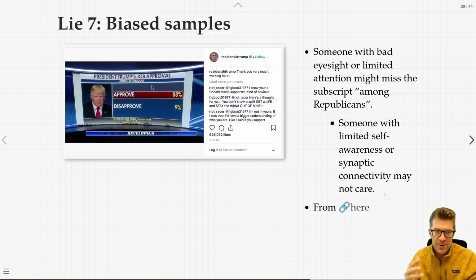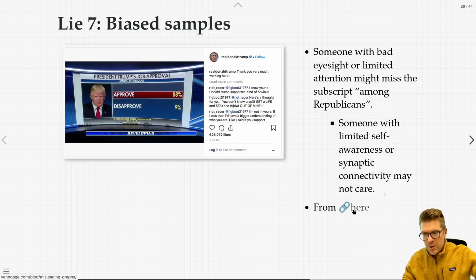If you zoomed out and included Democrats or people who are neither of those two things, you'd get totally different measurements, which I've not shown here, but you can read more about it at this link. All right, so first of all, people might not even notice that there's small print here and just see that almost 90% of people approve, and that's the only thing they understand, and that's unfortunate.